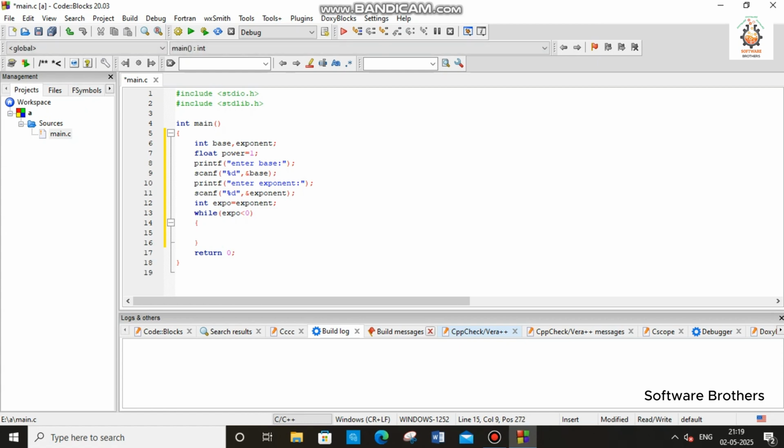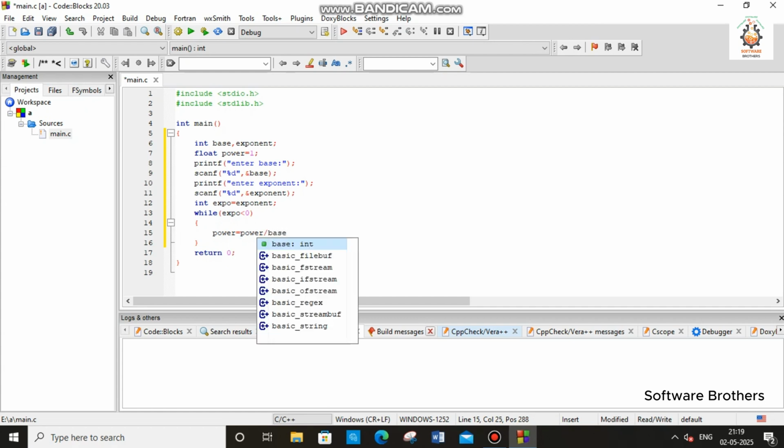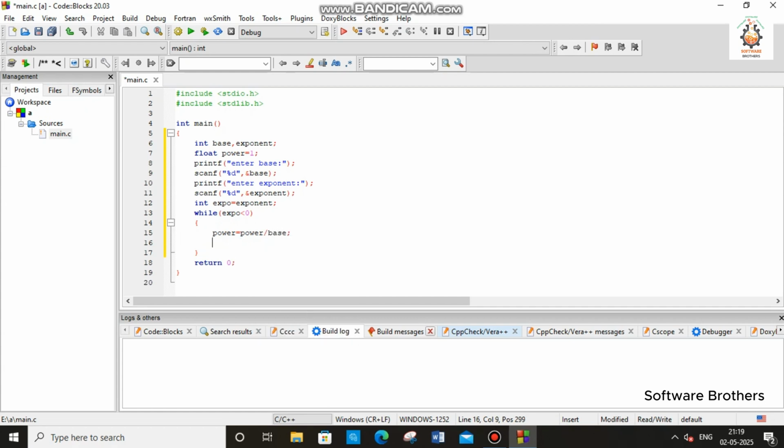So we should include the another layer of consideration while expo is less than 0, and inside these curly braces we should mention the much needed formulation over here, which is power, which is nothing but power divided by our base. Is not it? And the incremental factor will be considered over here as expo plus plus, which means exponent plus 1. So this type of increment follows after that.